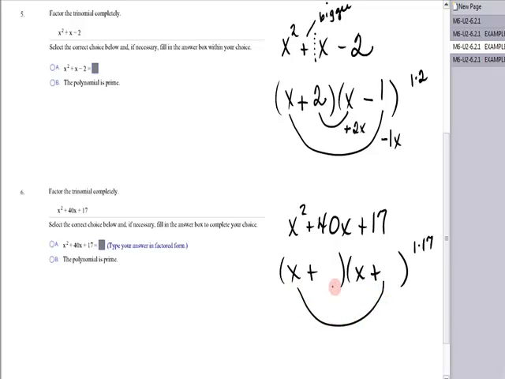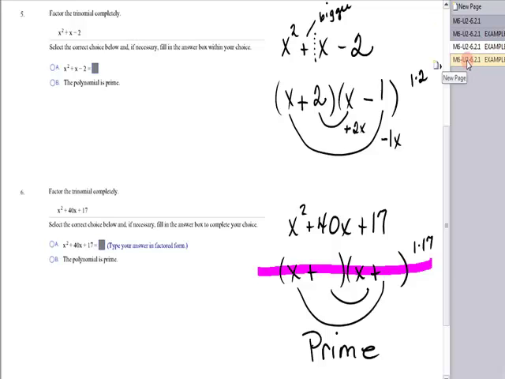Will the outer and the inner add up to be 40? Can 1 plus 17 equal 40? The answer is no. You cannot factor this. This is prime. Now, not all primes are as easy to identify as this one is, but the factors of 17 are 1 and 17. Those cannot add up to be 40, so this cannot be factored. Let's look at some more.